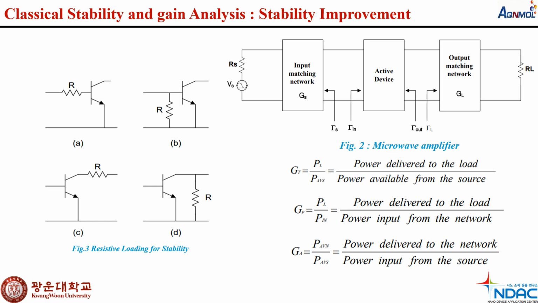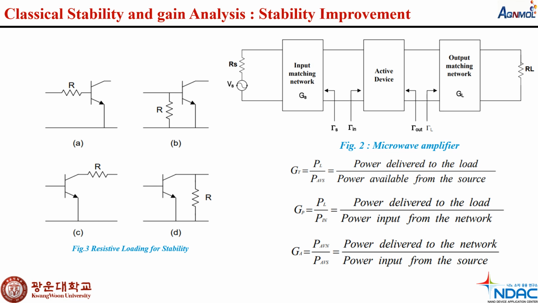So here we need to know about the classical stability and gain analysis part. There is some improvement of the stability part. In this slide, we will cover methods of improving amplifier stability and formulas for calculating power gain in microwave amplifiers. In terms of improving stability, there are two methods, for example, resistive loading, and another one is negative feedback.